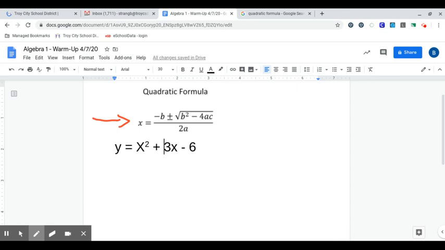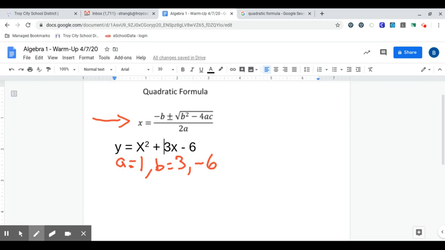So our first step is let's list out what our a, b, and c values are. So a equals 1, b equals 3. So we have a b of 3, and then our c term is minus 6. So I'm going to stop here. I'm going to have you guys solve it out, and then we'll go over the solution.